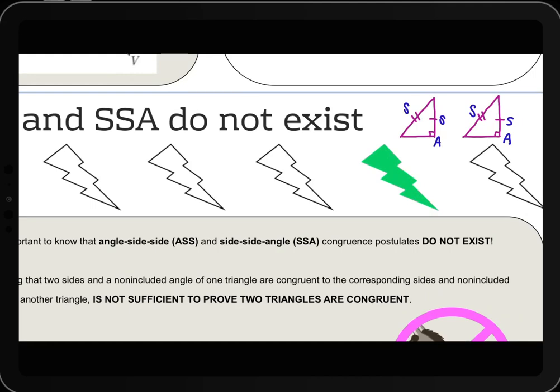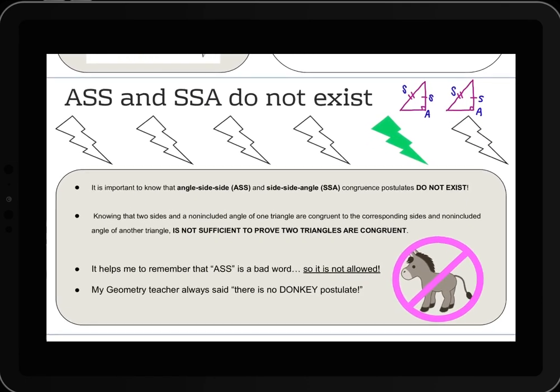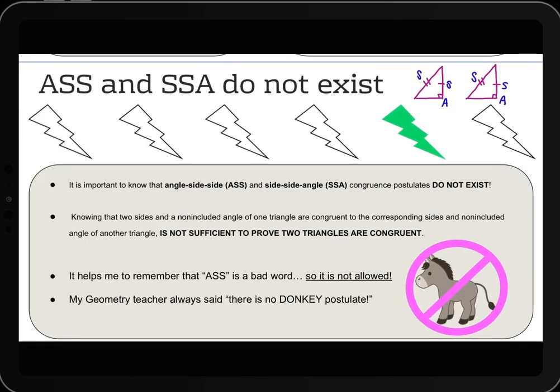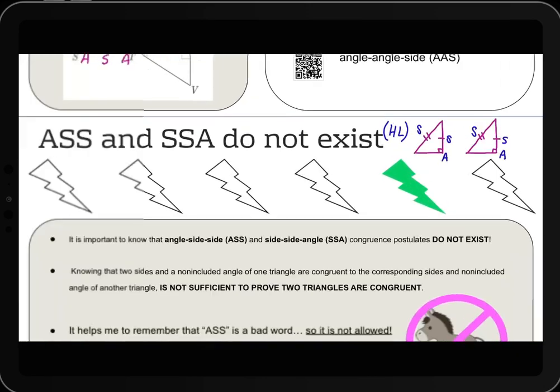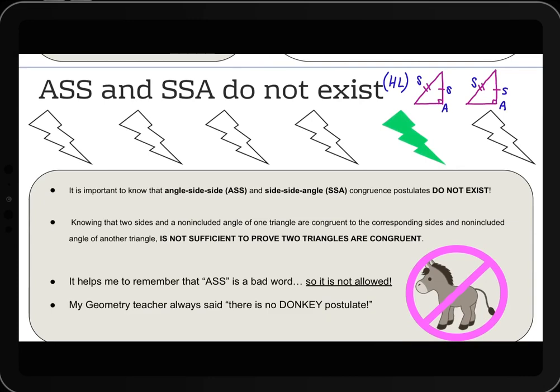And also, it's a special case, right? It only works for right triangles. It doesn't work for all triangles. So that's why ultimately we say that it does not exist. So please, we never want to see you use ASS or SSA as a justification for why two triangles are congruent. If you're going to justify this, we would rather you say hypotenuse leg, and you can only use that if they're right triangles. Otherwise, again, you're stuck with the others that we have.